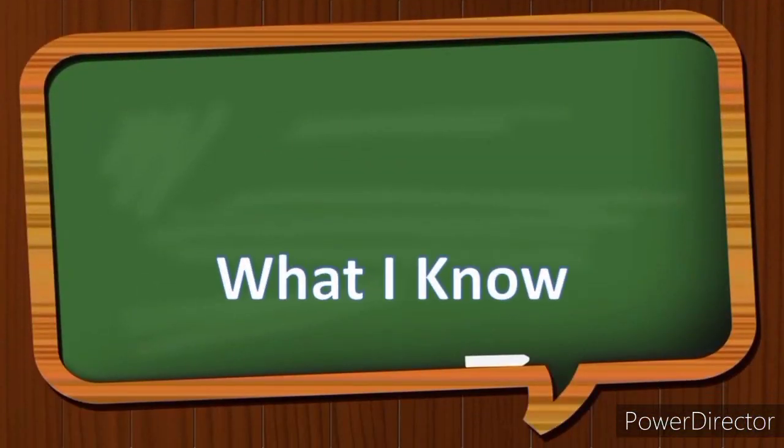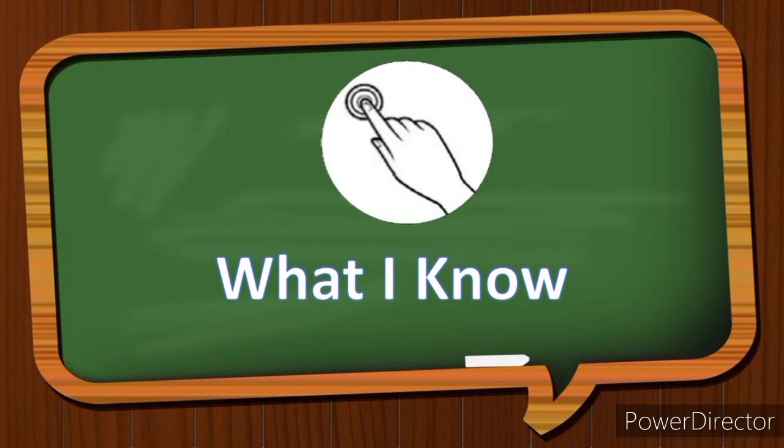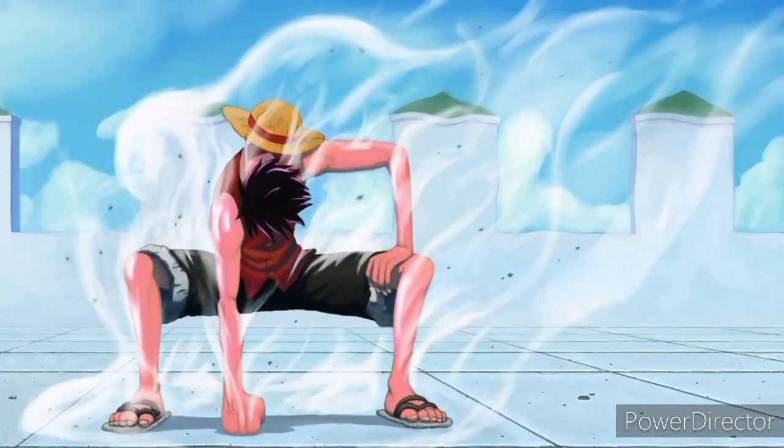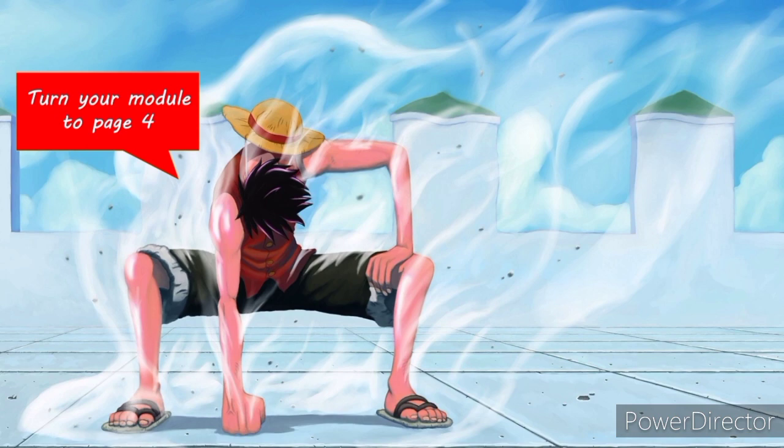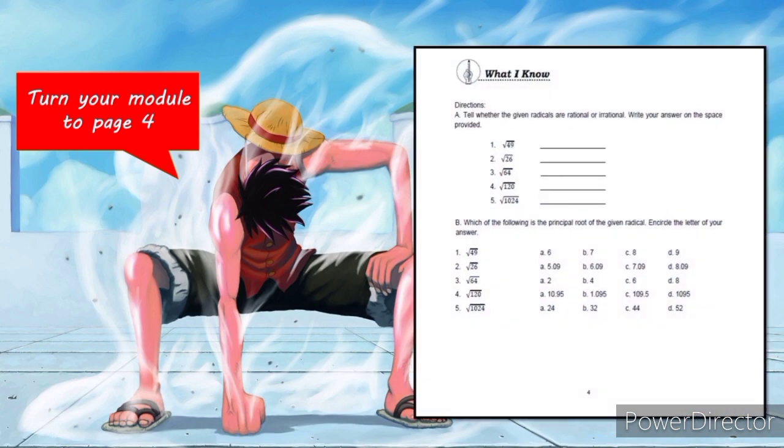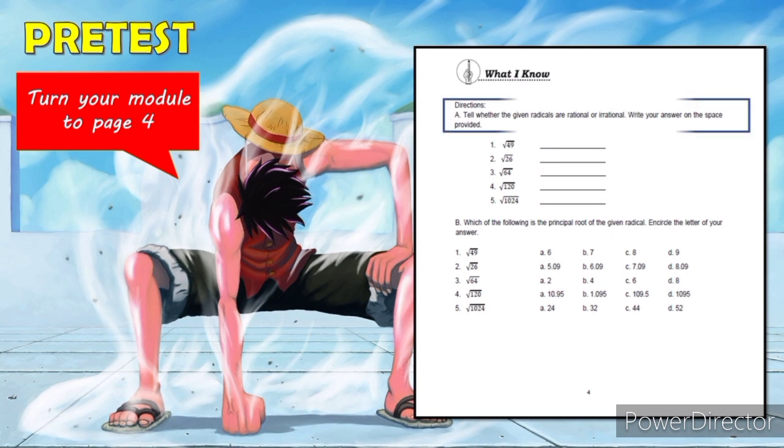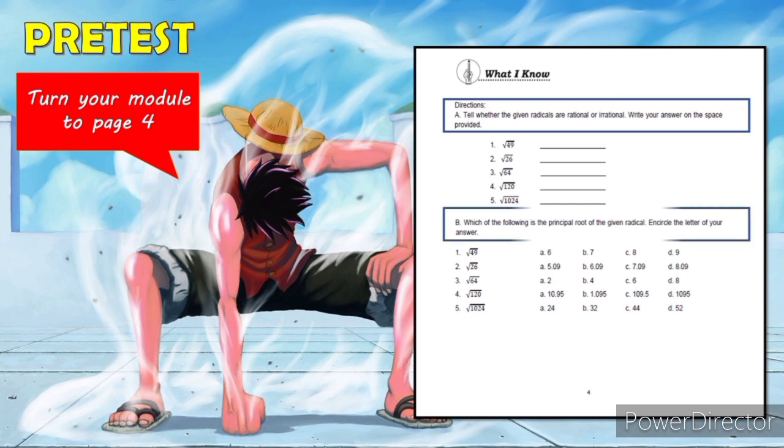What I know. Turn your module to page 4. Let's answer the pretest. Tell whether the given radicals are rational or irrational. Write your answer on the space provided. Which of the following is the principal root of the given radical? And circle the letter of your answer.